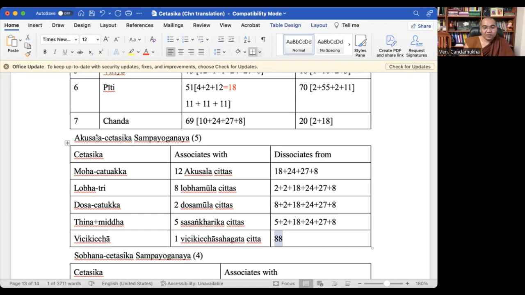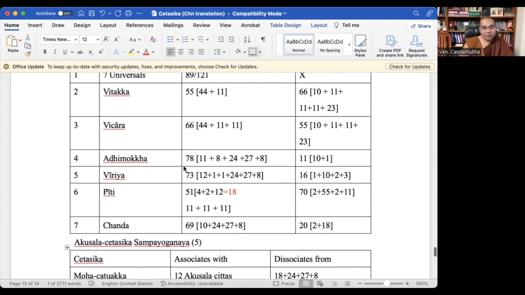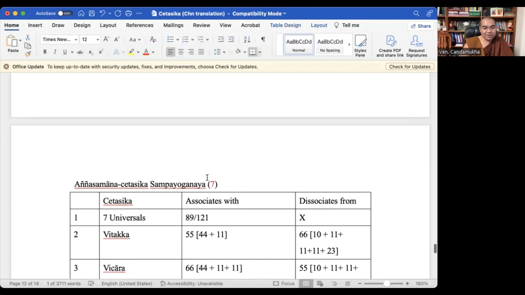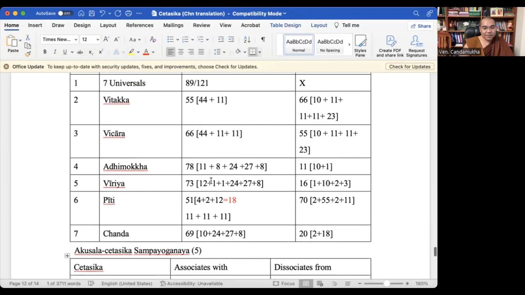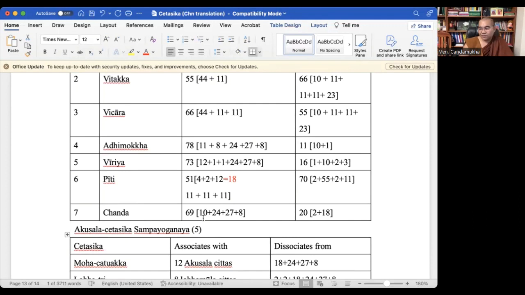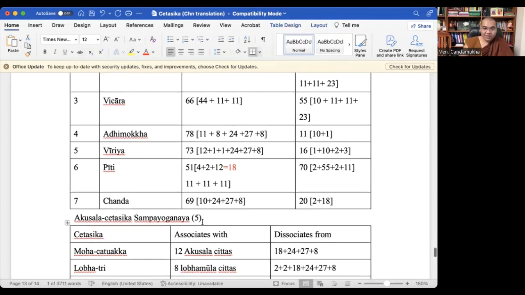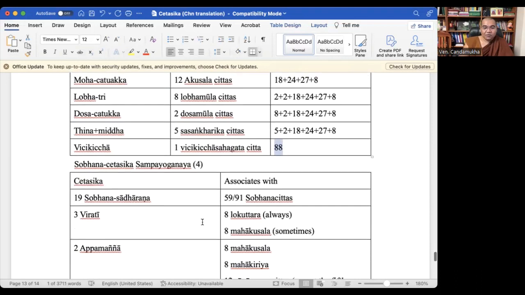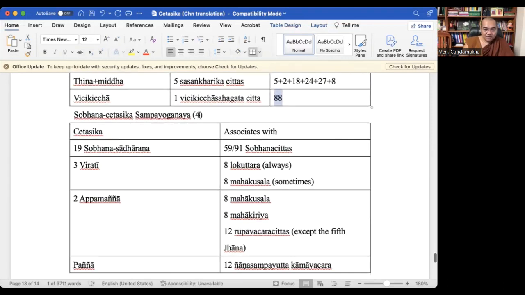So altogether among the 14 Akusala Cetasika, we can get 5 Sampayoga methods. Okay. So from the Annasamana Cetasika, we have 7. From the Akusala Cetasika, we have 5 Sampayoga methods. Also we can get 4 Sampayoga methods from the Sobhana Cetasika, beautiful mental concomitants. So I will say in brief.